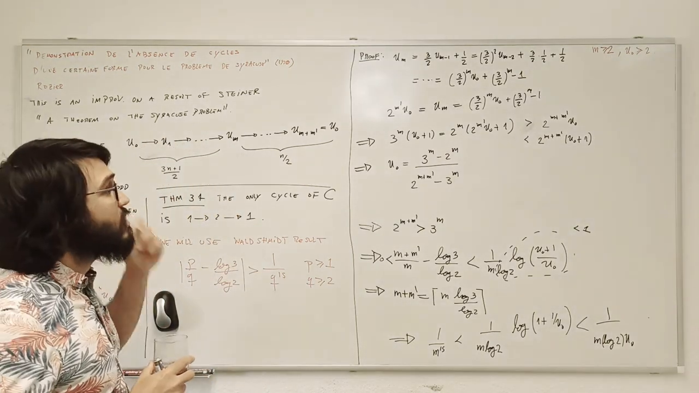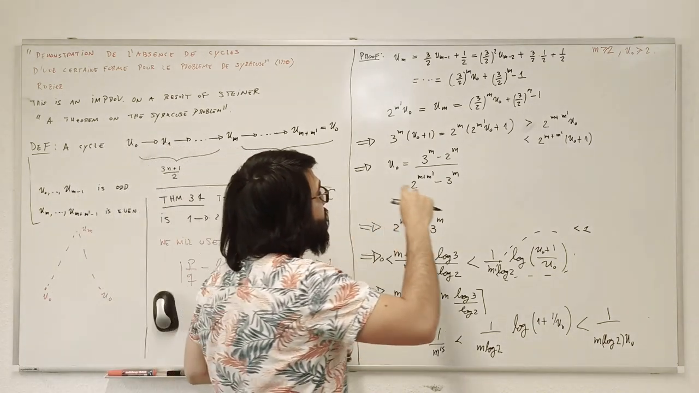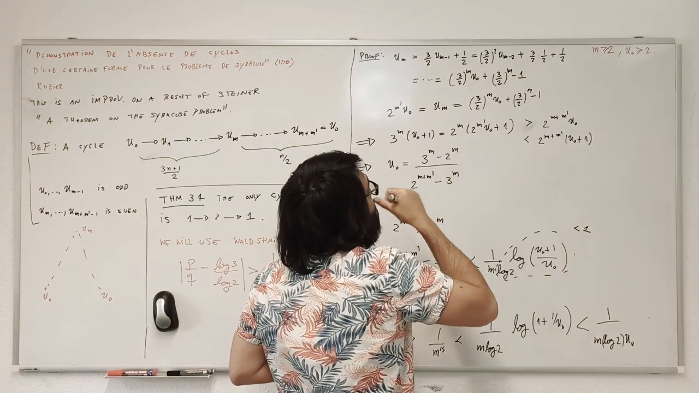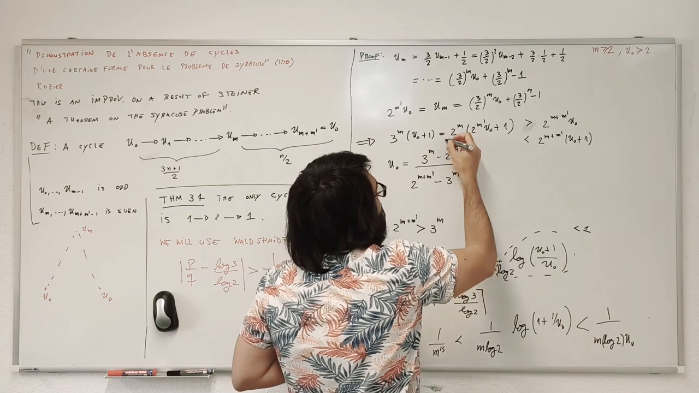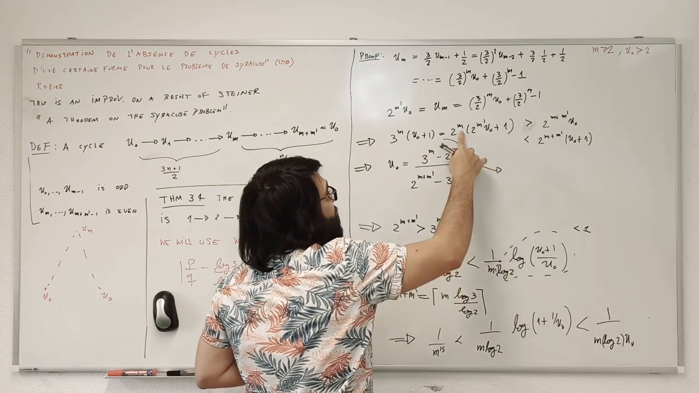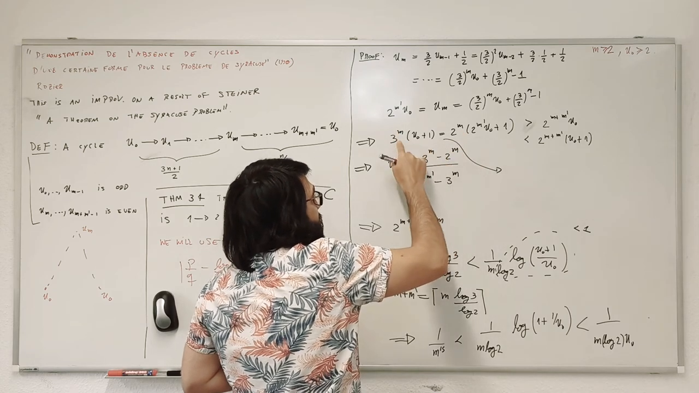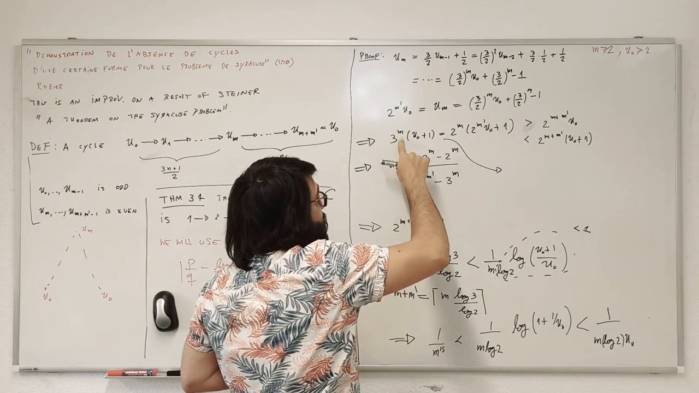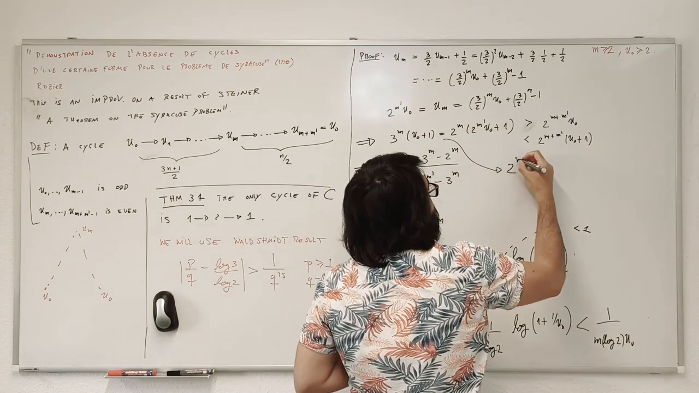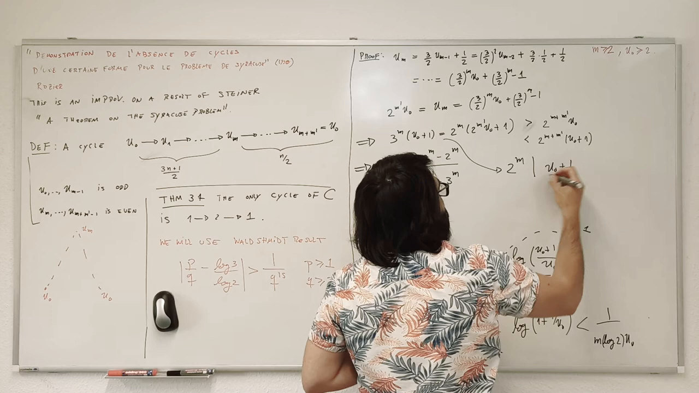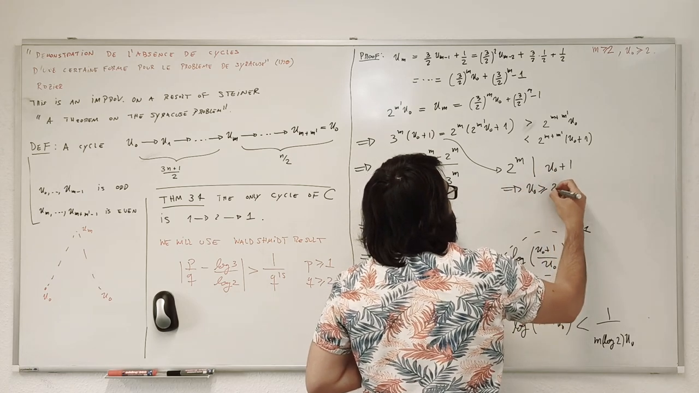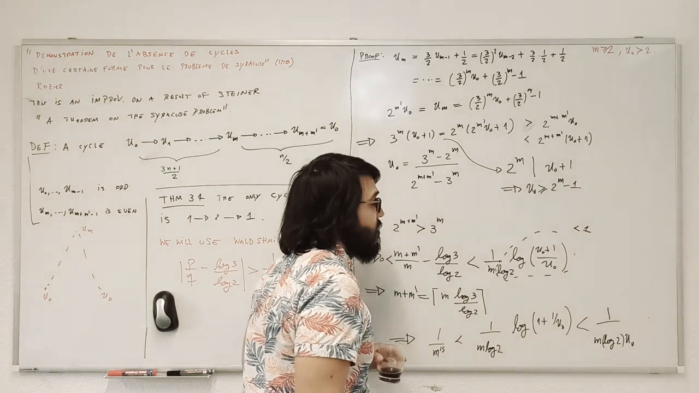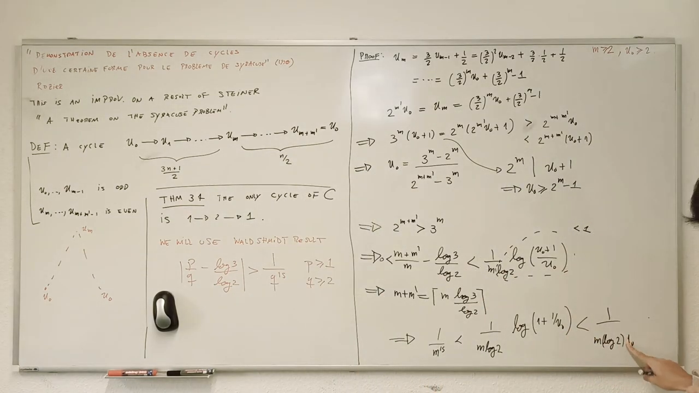And another thing you can deduce here is how big u naught has to be. Well, from this thing, you know that 2 to the m divides this number. It cannot divide anything in here because it's a 3 to the m. So 2 to the m divides this. That implies that u naught is greater or equal to 2 to the m minus 1. So I can then replace u naught here by 2 to the m minus 1.